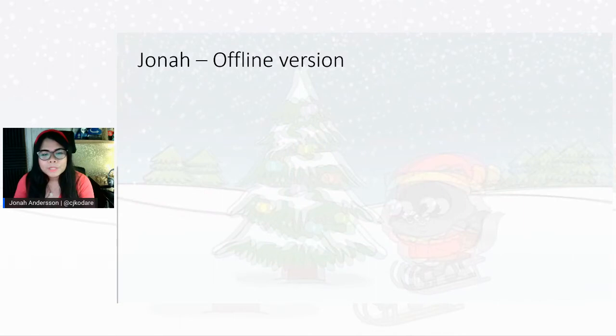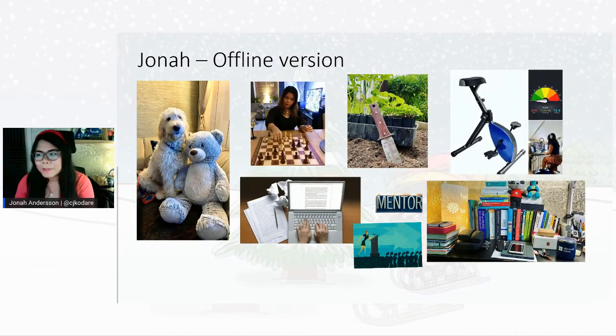Okay, so this is the offline version of me as well, for those that want to get to know more about me. So I like dog training. I have a 6-month-old Labradoodle. And I also like to play chess in my free time, gardening, and I'm also spending my weekends researching about Azure and writing a book about it.